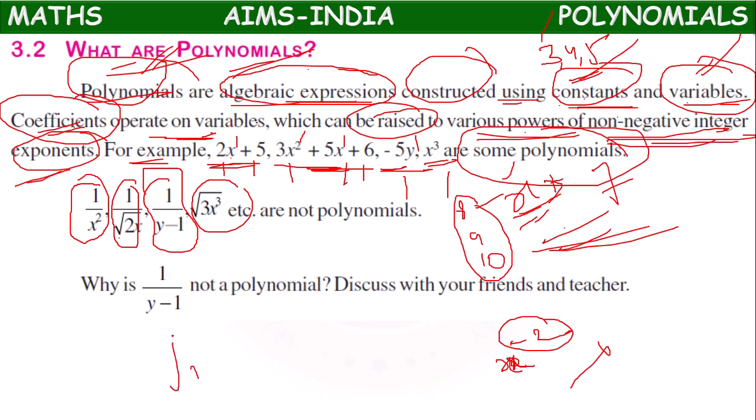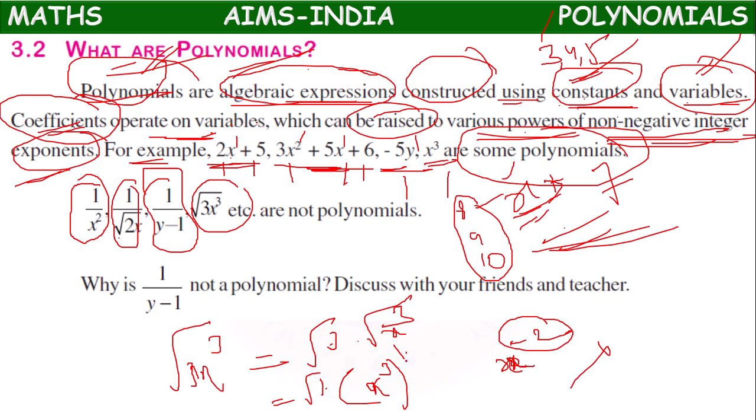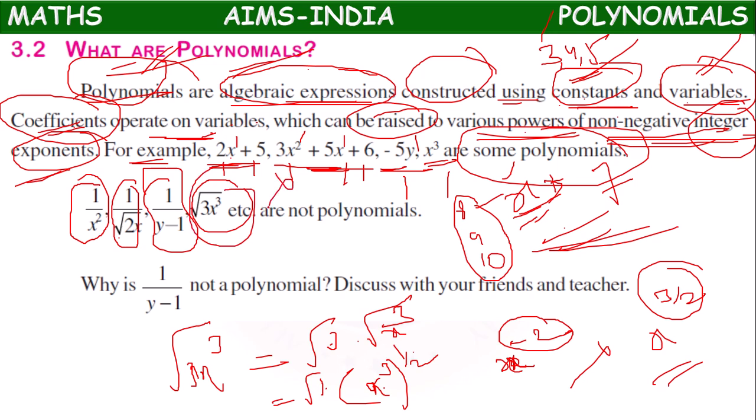Root of 3x cube means root 3 into root x cube. How can we write root? Root 3 into x to the power of 3, and root means whole power 1 by 2. So x power 3 by 2. We will have x power 3 by 2, which is a rational number, a fraction, not an integer. So as the exponent is not an integer, this is also not an example of a polynomial.